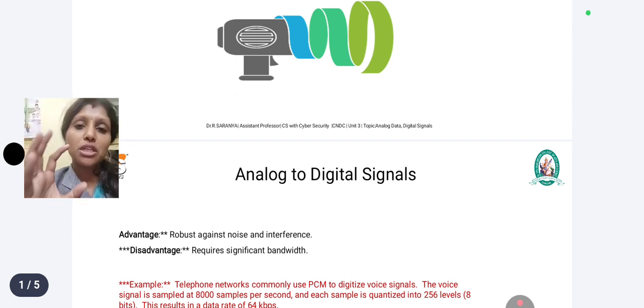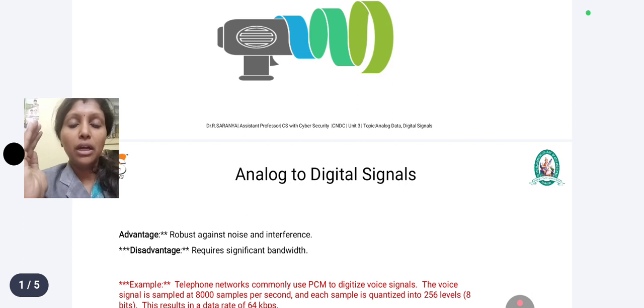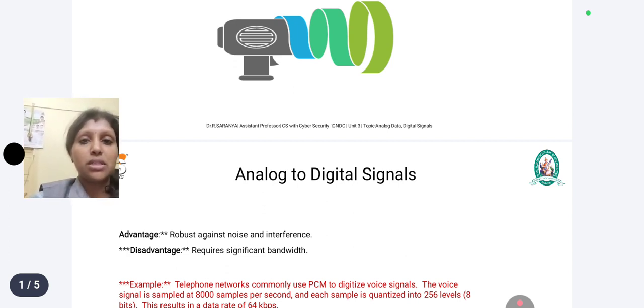During transmission, we face some consequences and errors while transmitting the data from sender to receiver, like noise as well as interference. Similarly, synchronization issues will happen while transmitting. All of these are avoided by transmitting the analog data as digital signals. That is a major advantage of using analog to digital signals.